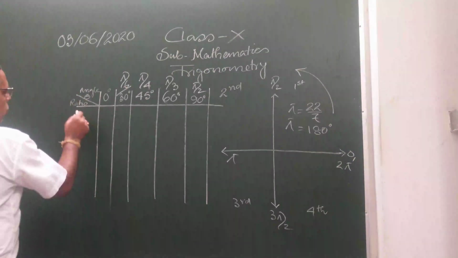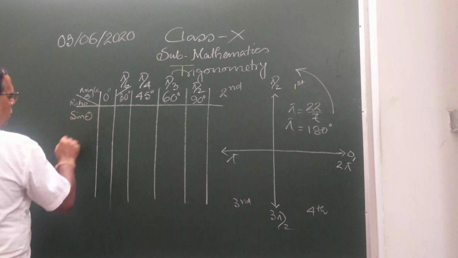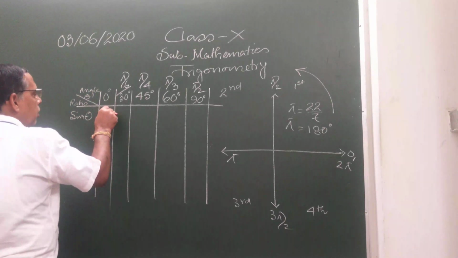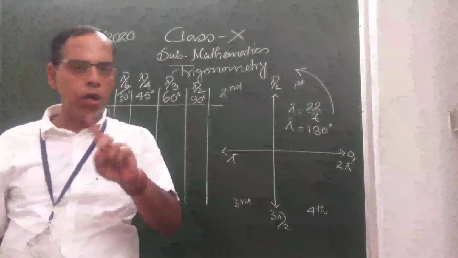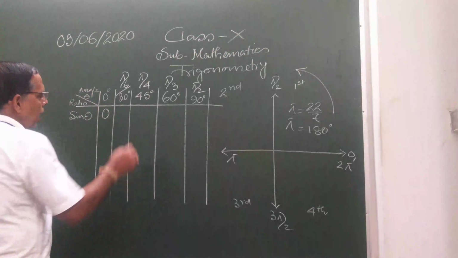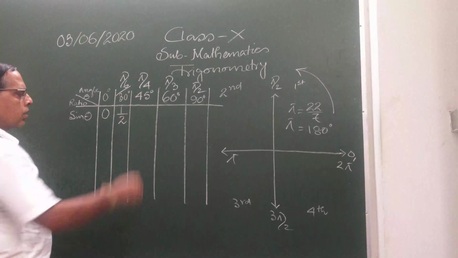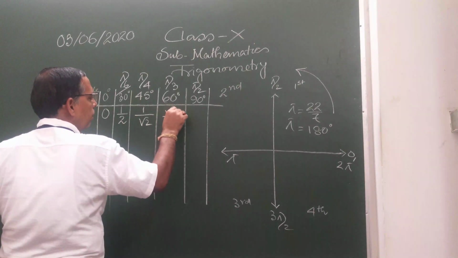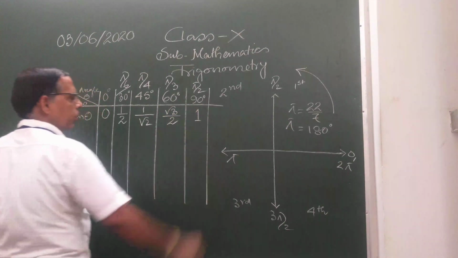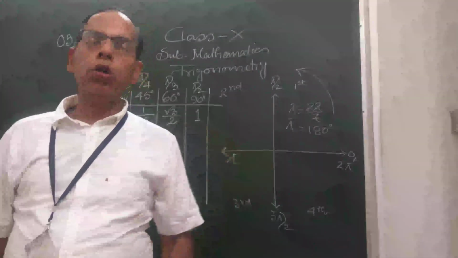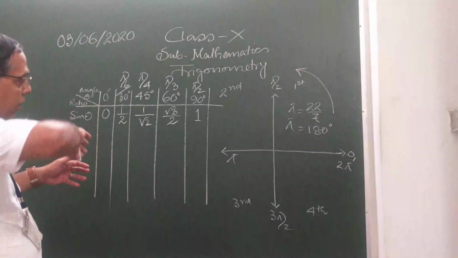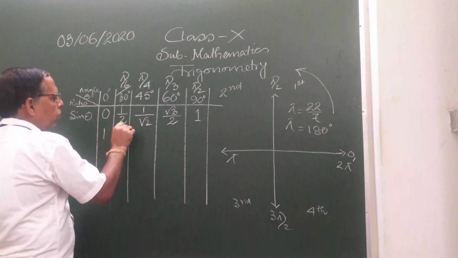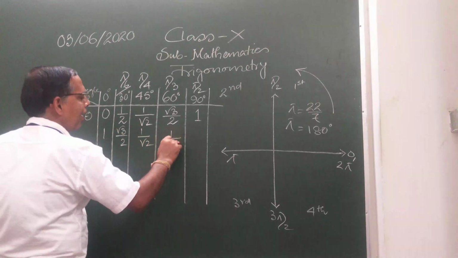Then see here, we'll write the ratios one by one. First is sine theta, where theta will be replaced by these measurements. Sine 0 is 0. Sine 0 is not 1. Sine 30 degree is half. Sine 45 degree is 1 by root 2. Sine 60 degree is root 3 by 2. And sine 90 degree is 1. So remember this one, and the remaining you will automatically get. How? If we write in reverse order, from the back side, that is 1, root 3 by 2, 1 by root 2, half, 0.